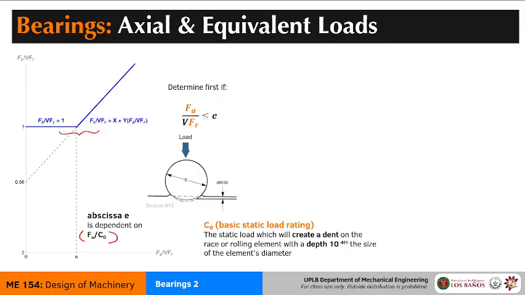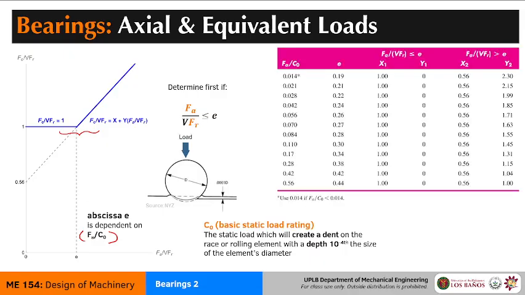Do we have any solid values of e? Like, do we have numbers? We do have numbers. I'm not sure if they're actual contributors to Budynas and Nisbett, but they are acknowledged in one way or another. These are the tables that we have to examine. Now, if you look here, I am actually incorrect. e is not this ratio, but it is dependent on Fa over C0. So there is a dependency.